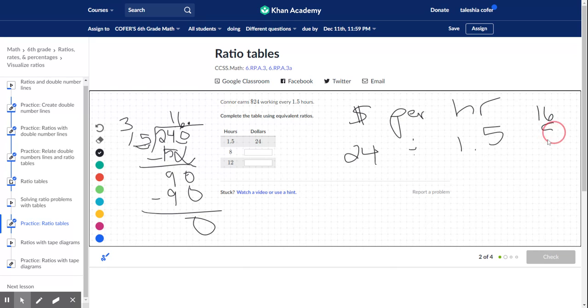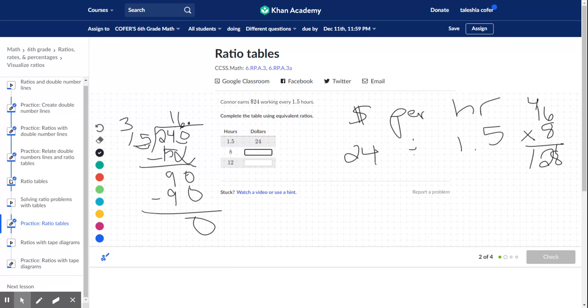So let's see about if he worked 8 hours. 8 times 6 is 48. I write an 8, carry a 4. 8 times 1 is 8, plus 4 is 12. So in 8 hours, he would earn $128. What about 12 hours?